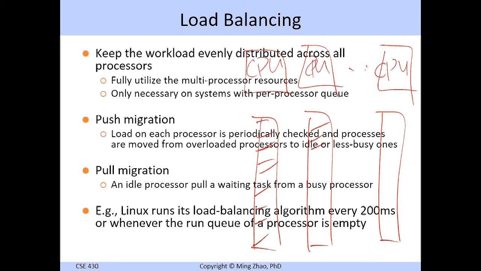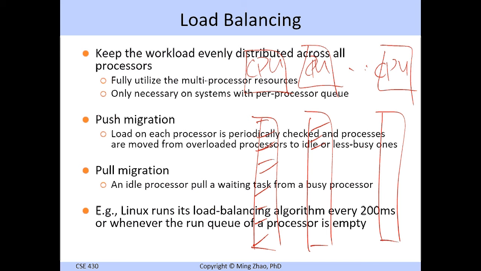Load balancing is only necessary for systems that use a per-processor private ready queue, because in the common ready queue or the global ready queue approach, as long as there's work to do, any processor can do it by taking a process from the common shared global ready queue.